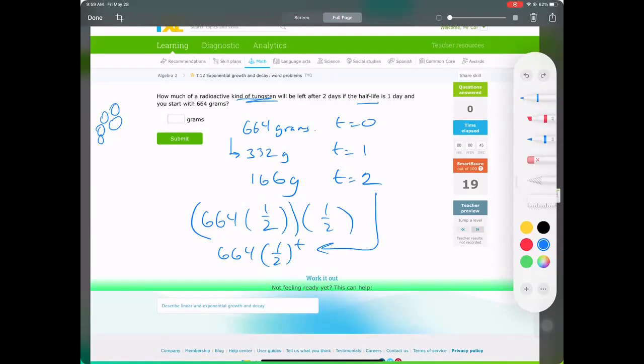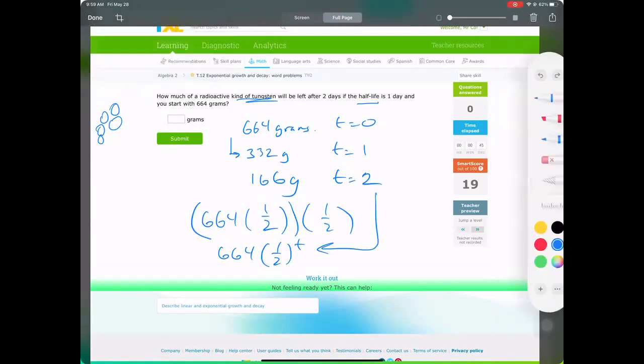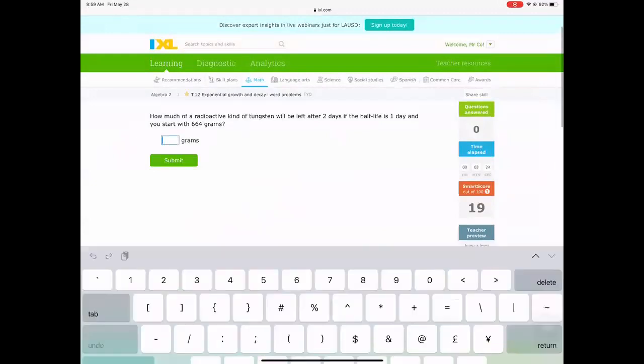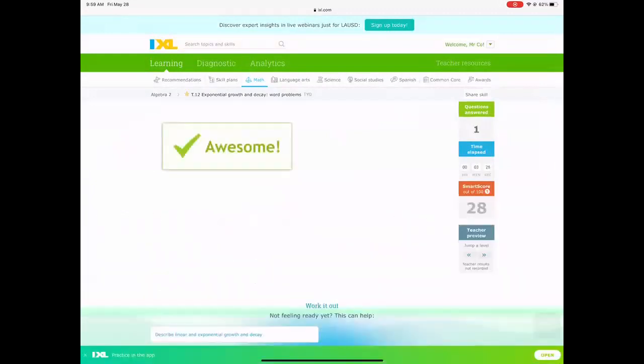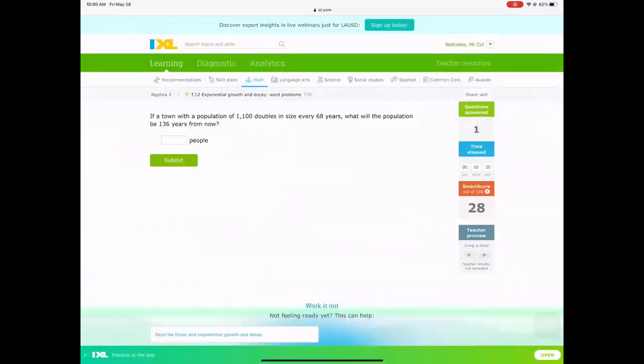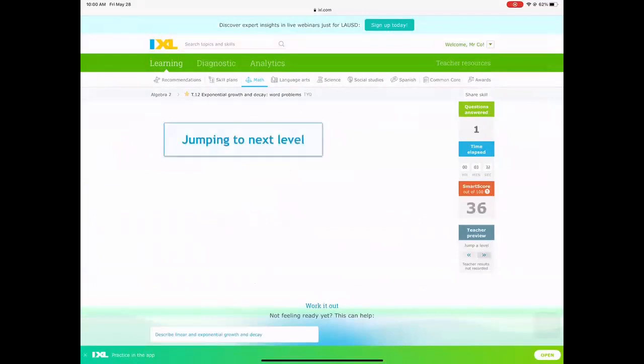So our answer is 166. Yeah, easy, right? This one's doubling our populations. We talked about this before. These are pretty easy problems.